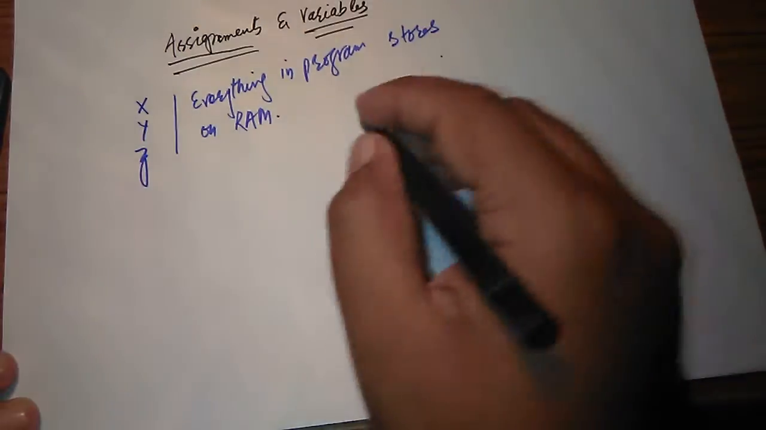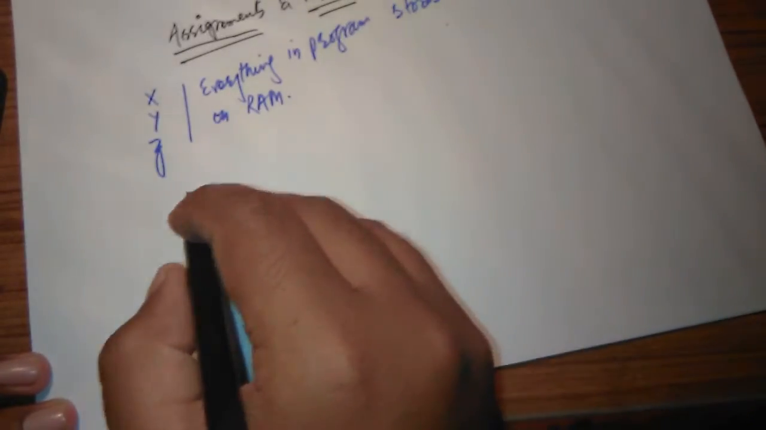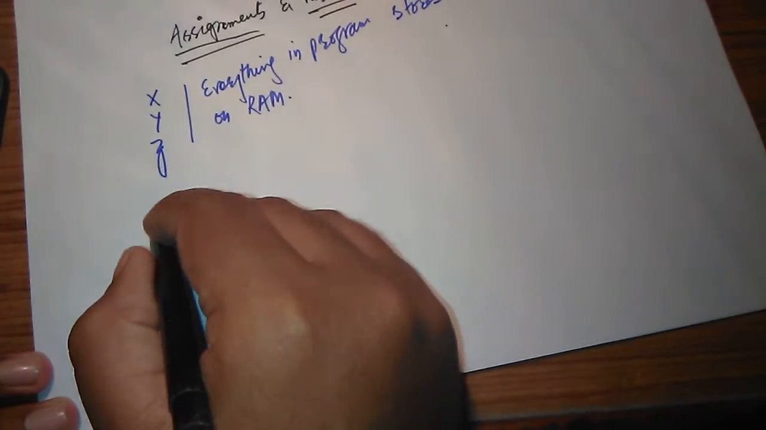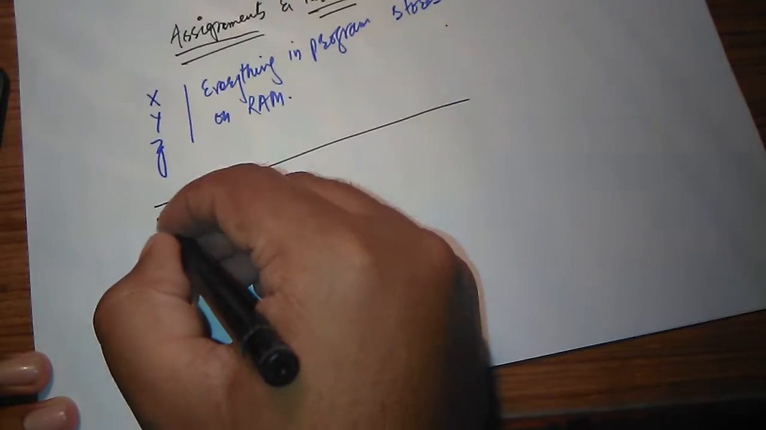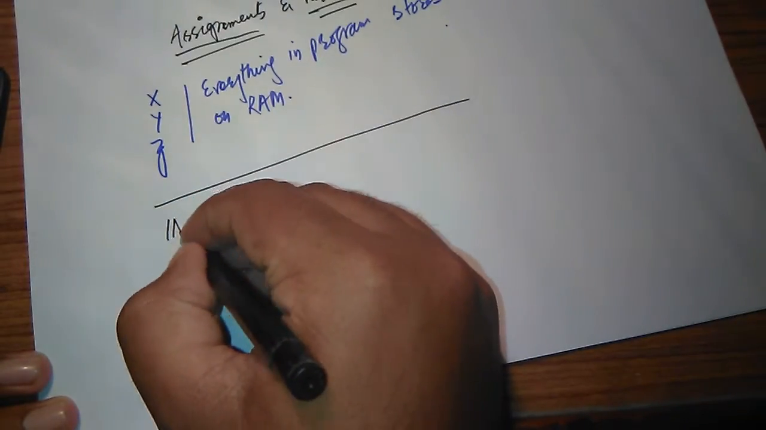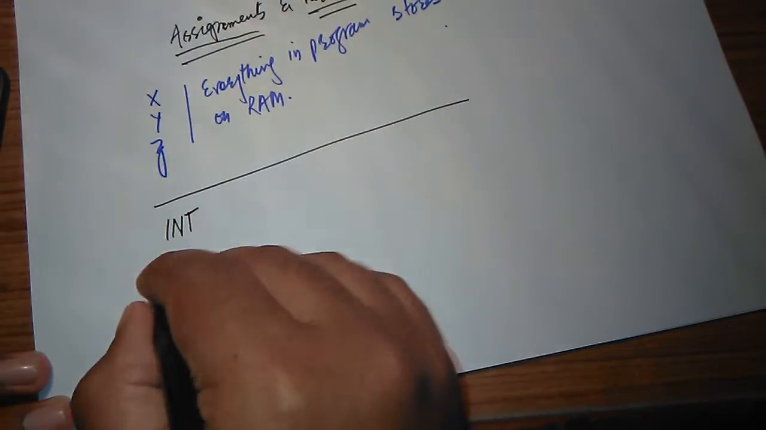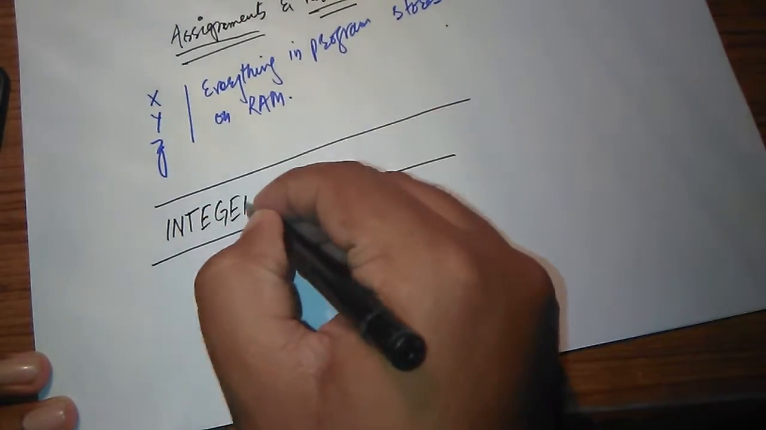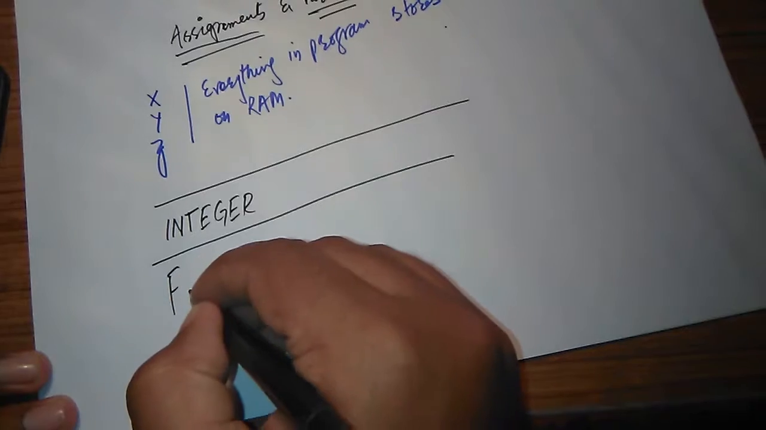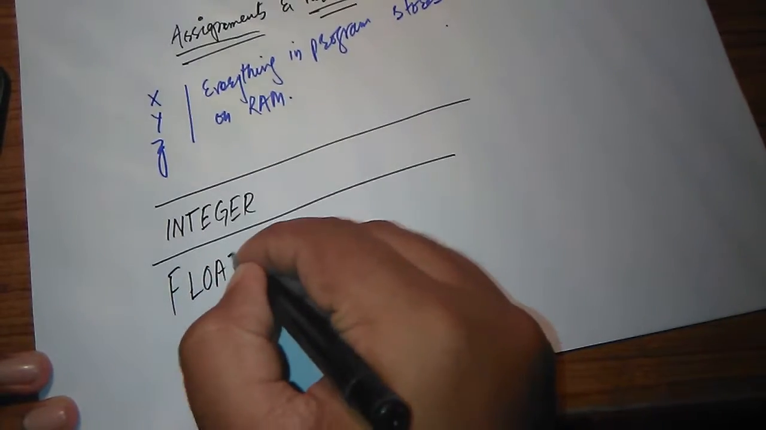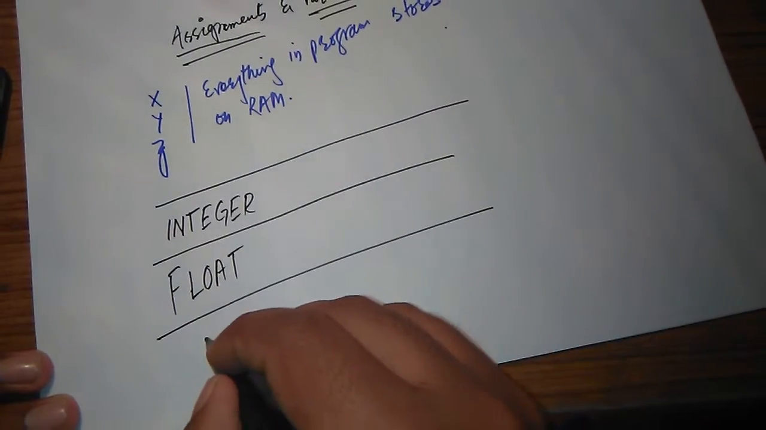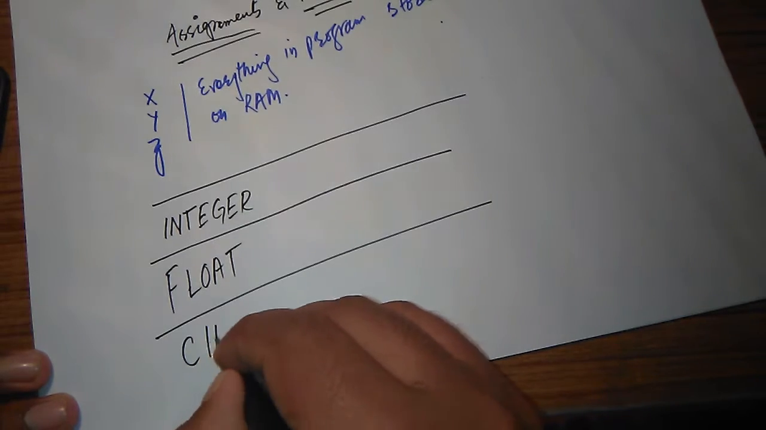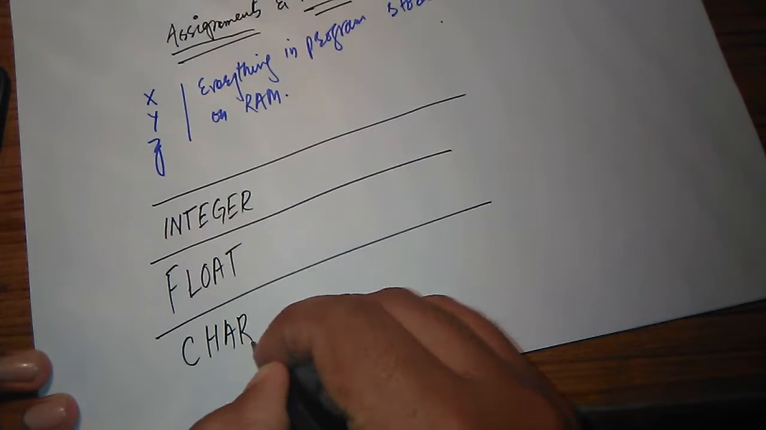I'm going to talk about some variables and their names, types. For example, there are three main kinds of variables: int, integer, float, and the third one is character.